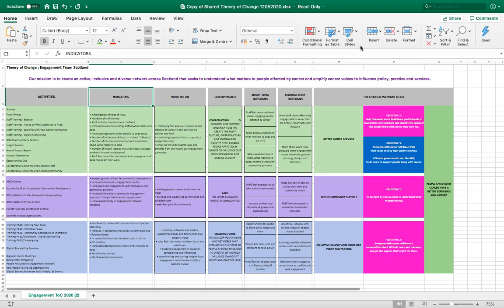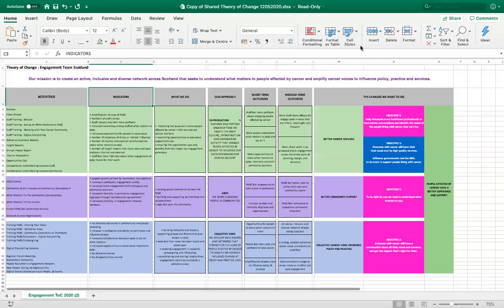I also like the fact that your different elements are united really clearly. So in that final section under the changes we want to see, I really like that you've united that whole first strand by explaining that's about providing better cancer services, and the next one's about better community support, and the final one's about the collective cancer voice informing policy and practice. And then you've gone to the final stage where you've united all of those three broad strands into your final desired impact, which is that people affected by cancer have better experience and support. So I think that's really clear about what your ultimate goal is and how everything feeds into that.